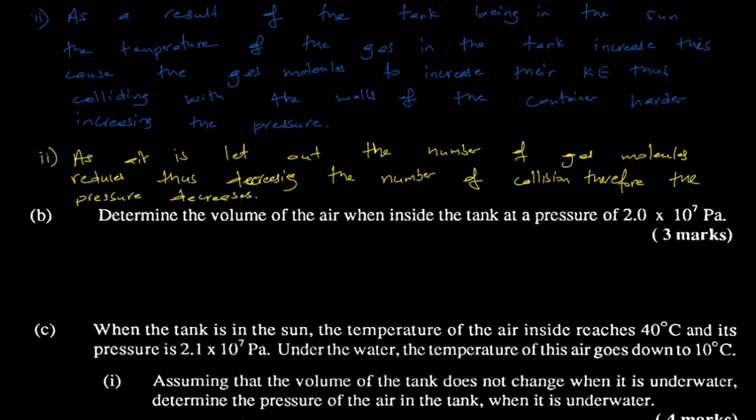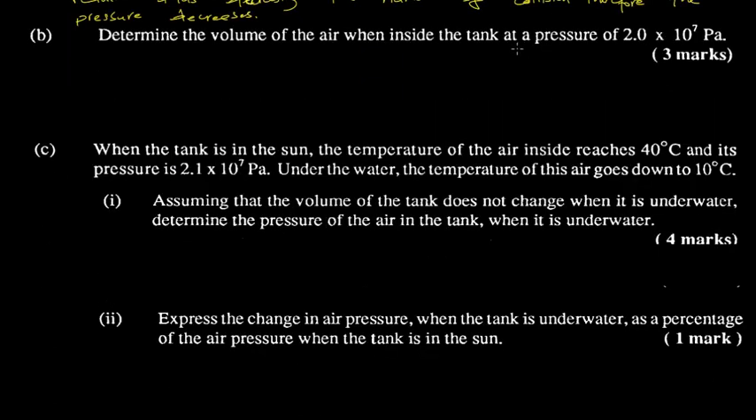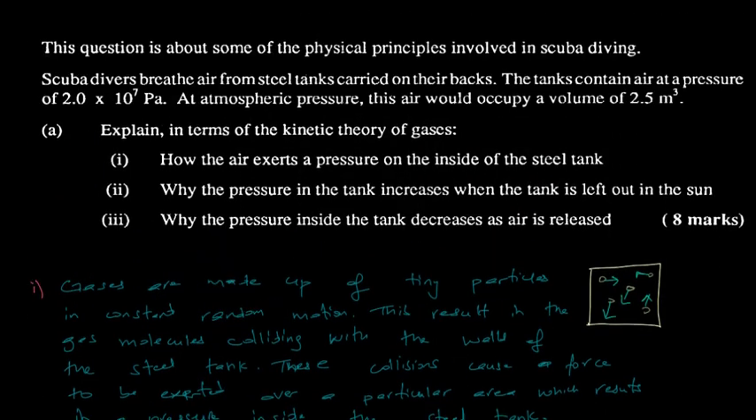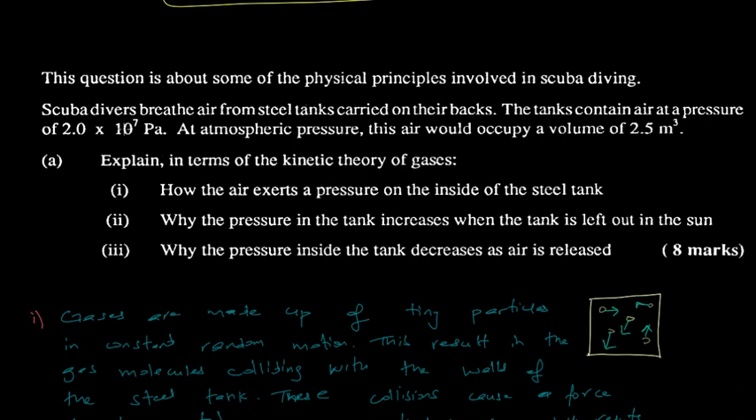So now, the next question says that we're to determine the volume of the air when inside the tank at a pressure of 2 times 10 to the 7 pascals. So what they want us to do essentially is to determine the volume of air inside the tank when the pressure is 2 times 10 to the 7 pascals. Now, if we go back up to the question, we see we're told that a pressure of 2 times 10 to the 7 pascals is what the pressure would be inside the steel tank.